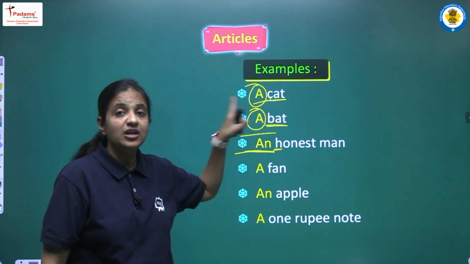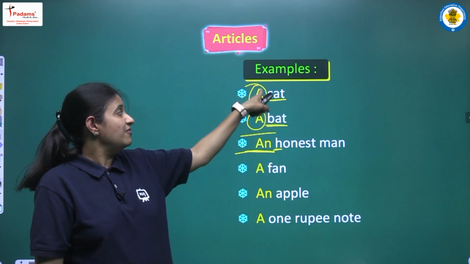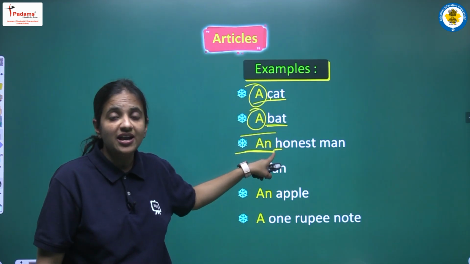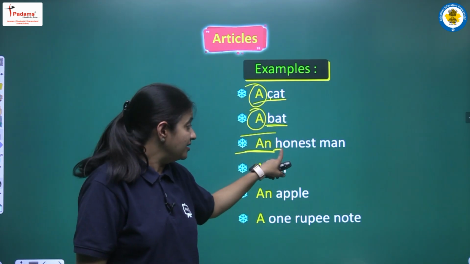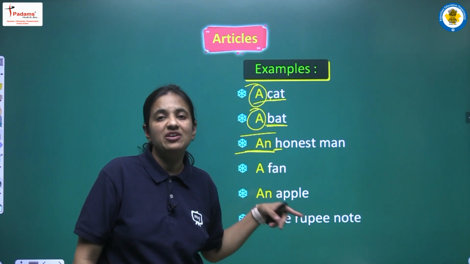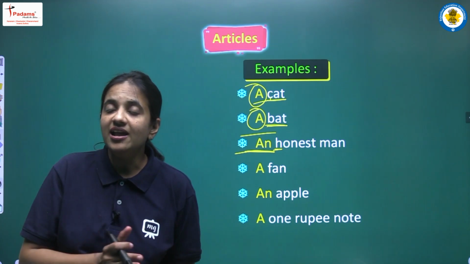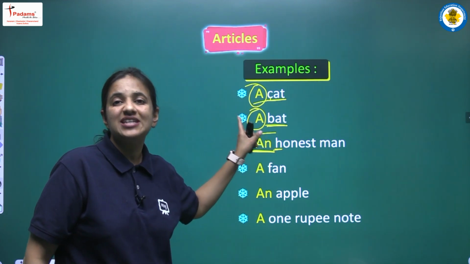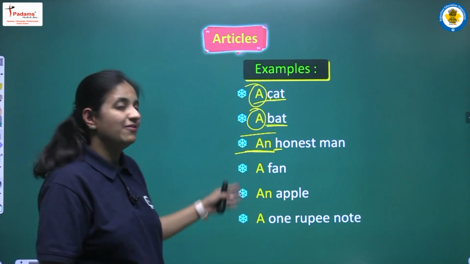When we are having a consonant sound, like we are having cat or we can say bat, then we have to use a. And if we are having a vowel sound, like we are having here in this example, that is honest, so it doesn't matter whether we are having a vowel or consonant letter, but we have to be very careful regarding the pronunciation, regarding the sound. So if we are having a vowel sound in the beginning of the word, then yes, we have to use an as an article. Clear? We are having more examples.